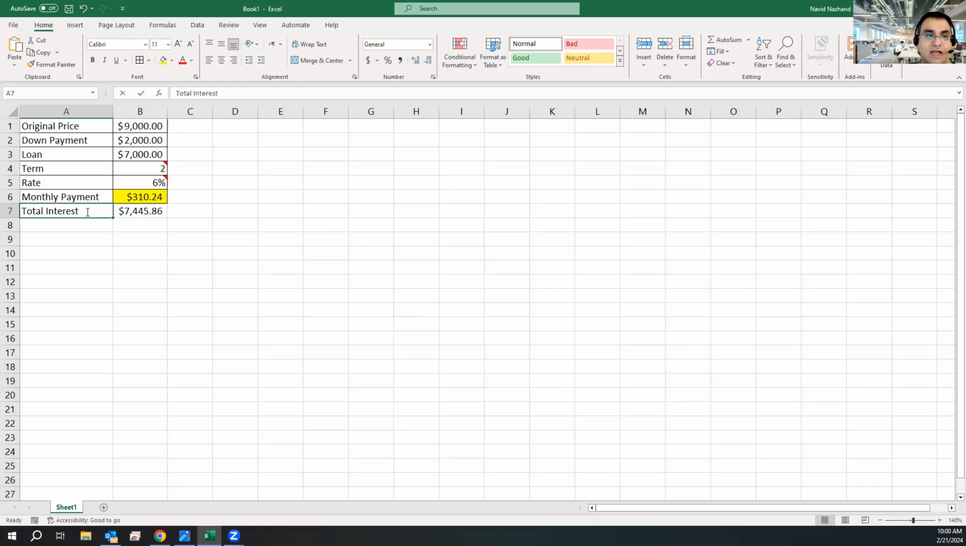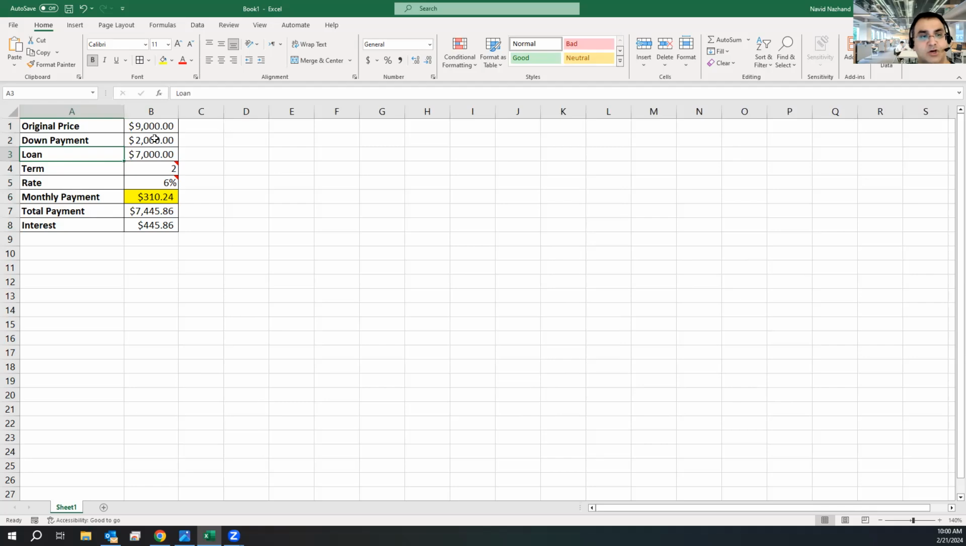So the total payment here, including the interest, is 7,445.86. And how much interest am I paying? I'm paying 7,445.86 minus the original amount that I borrowed. Okay, so I'm paying $445 as the interest here. So you can see that this is giving us a very good amount of information so that we can make our decisions, like what do we want to do now.